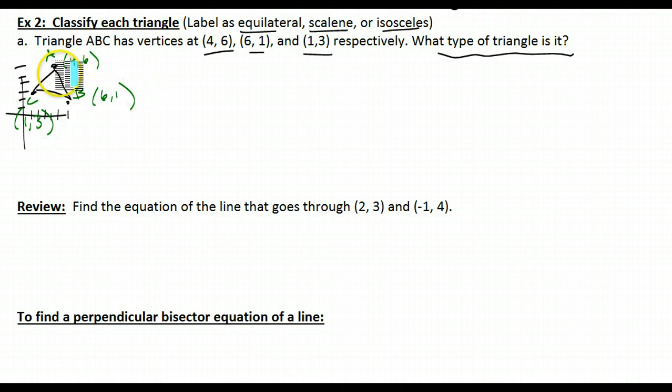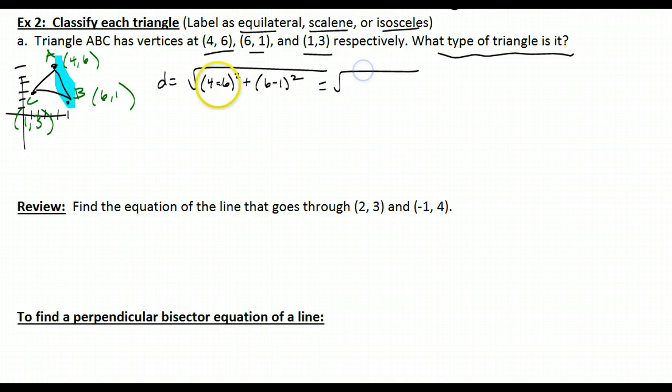I'm going to find this side here first from 4, 6 to 6, 1. So here I go. I'm going to do x subtract x squared plus y subtract y squared. I end up with 2 squared, which is 4, and 6 minus 1 is 5 squared, which is 25. So I got the square root of 29. And honestly, it's to your advantage just to leave it like that for these ones because it's easier for me to compare them later, and why spend extra time typing into your calculator when you don't have to.